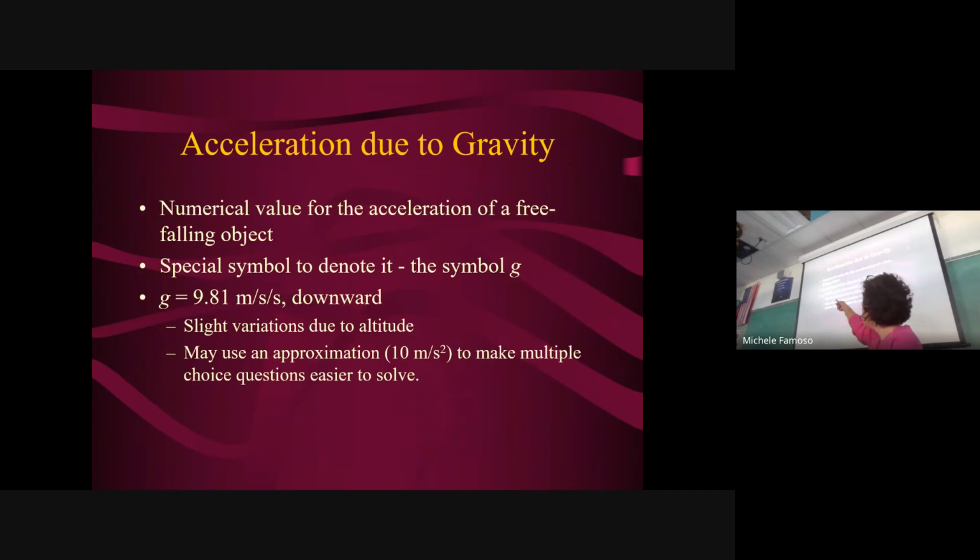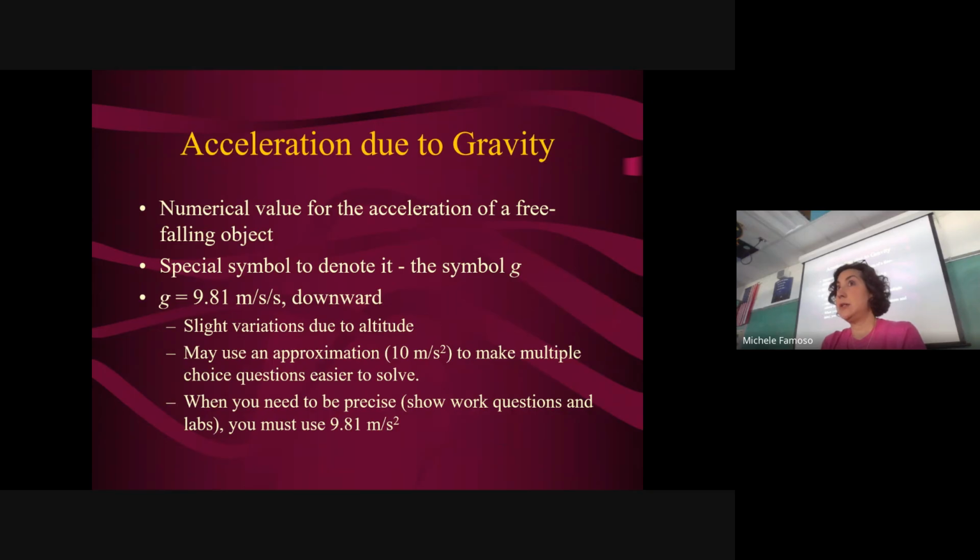With one sig fig, 9.81 rounds to 10. And it's a lot easier to multiply and divide by 10 in your head than it is with 9.81. So you should be able to simplify the math and just look for the closest answer when you're doing multiple choice, if you just round it to 10 meters per second squared instead of 9.81. If, however, you need to be precise, like a show work question or a lab, you have to use 9.81. You cannot approximate it, okay?